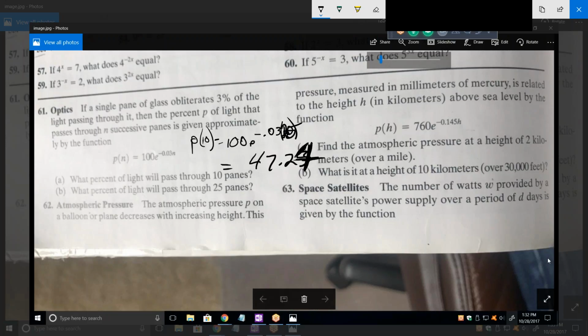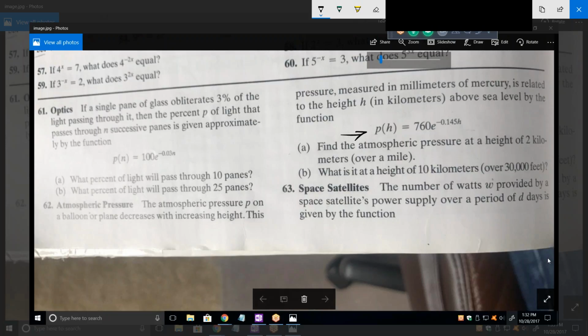Let's take a look at number 62. Now, notice that all of these look hard, but they're not really. They're just describing a function. There's the function right there. There's only one variable in that function. What is it? H. Okay.